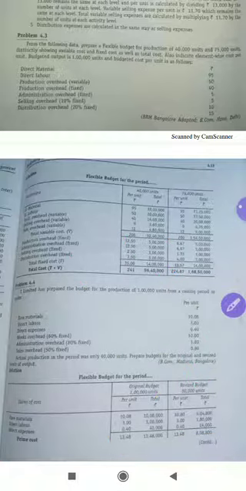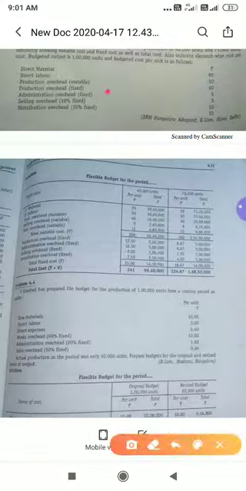Next, administration overhead, it is completely fixed. So you have to write administration overhead here. How much have they given? 5 rupees. Same, 1 lakh into 5 rupees, 5 lakh. So it will remain the same, 5 lakh, 5 lakh. You don't have to calculate again because you have already done it above, so write the same amount here. We are done with these items: direct material, labor, production overhead fixed, and administration. Next we are left with 2 more items, selling overheads and distribution overheads. These 2 are semi variable, so we have to segregate them separately.